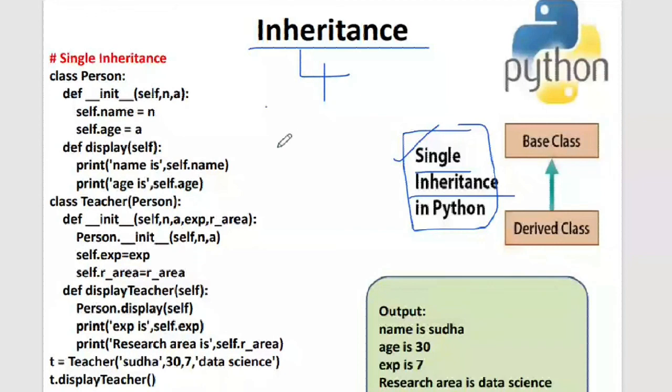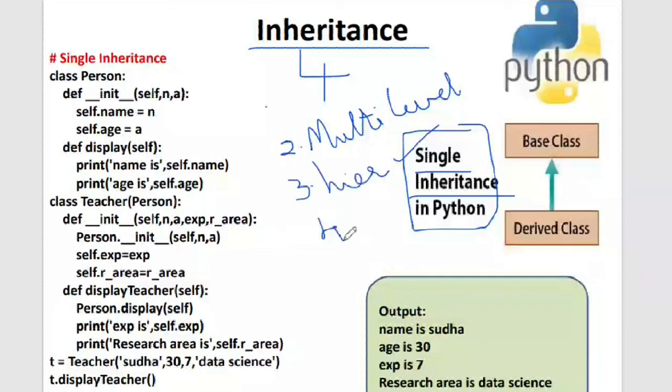The first one is single inheritance, and what is the second one? The second one is multi-level inheritance. What is the third one? The third one is hierarchical inheritance. And the fourth one is multiple inheritance.